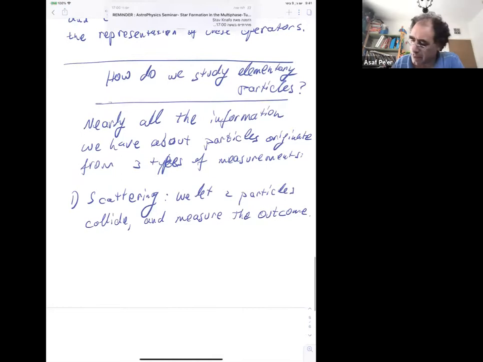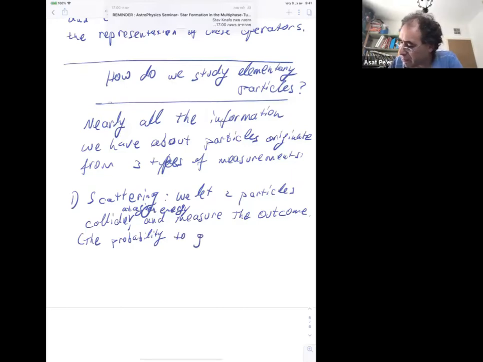Which is the probability. We let them collide at a given energy. So we know, or we hope to know, what is their original energy. We let them collide at a given energy, and we measure the outcome, which is the probability of scattering, or the probability to get a certain result. This is one. What is the other type of experiment that we can do?